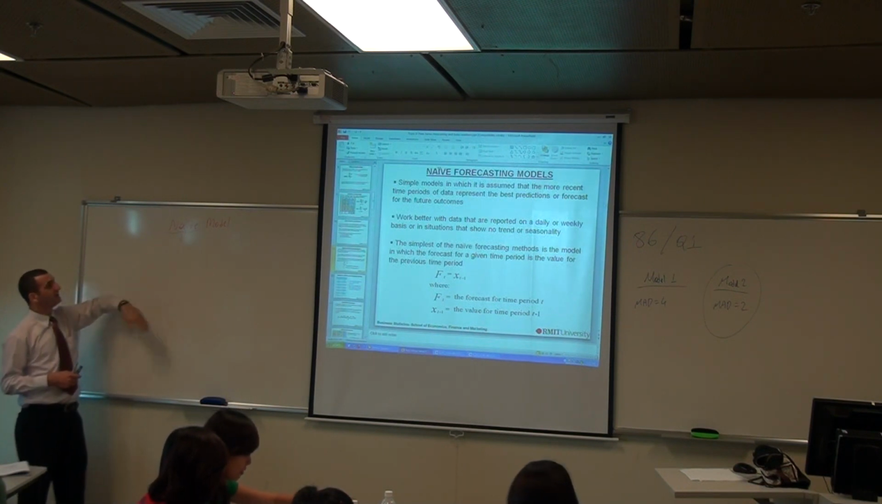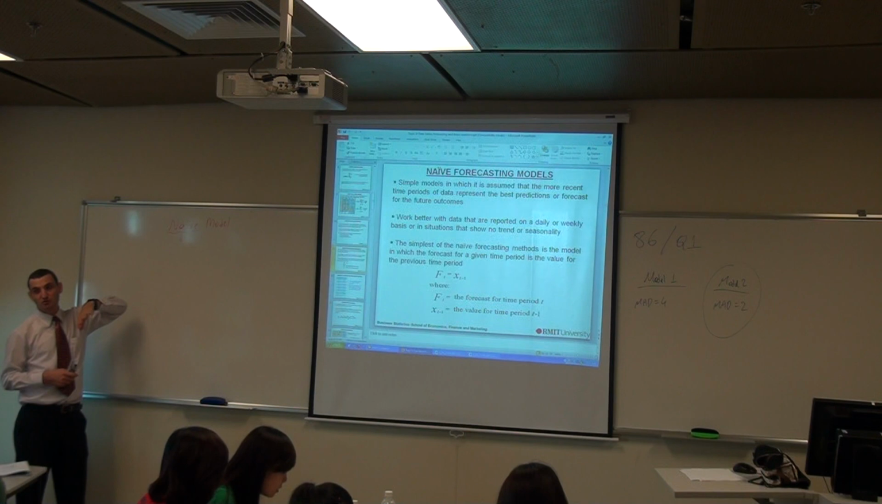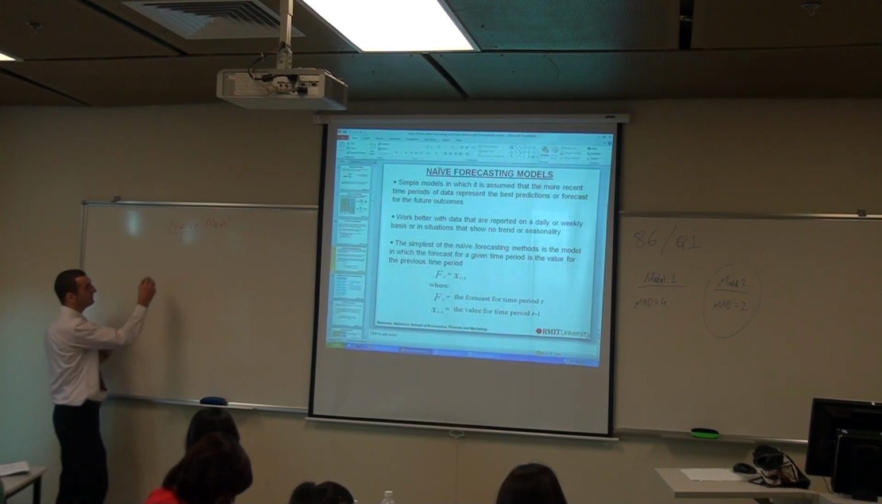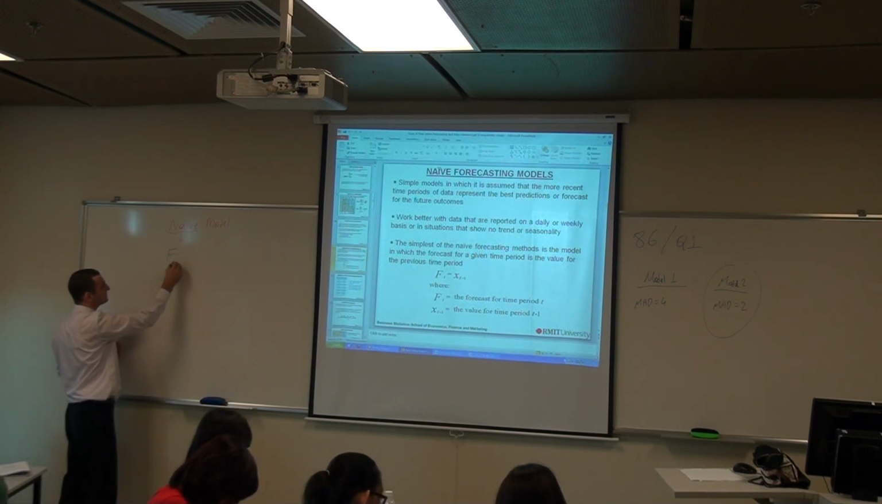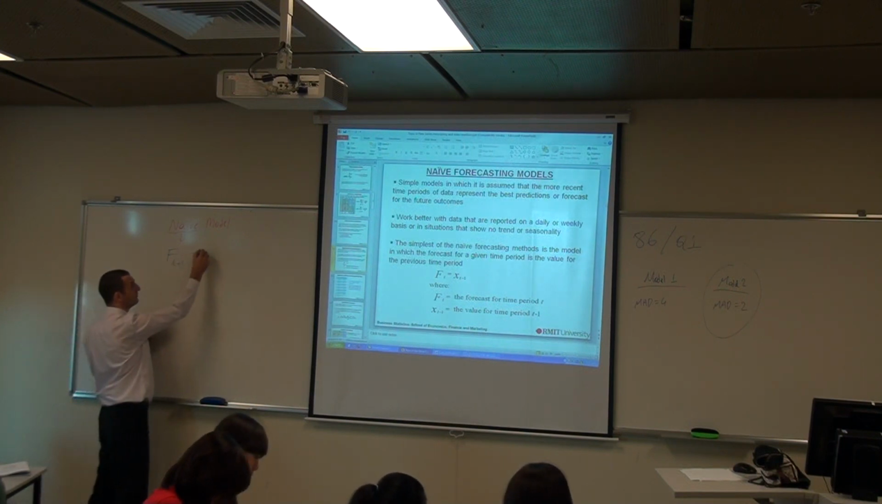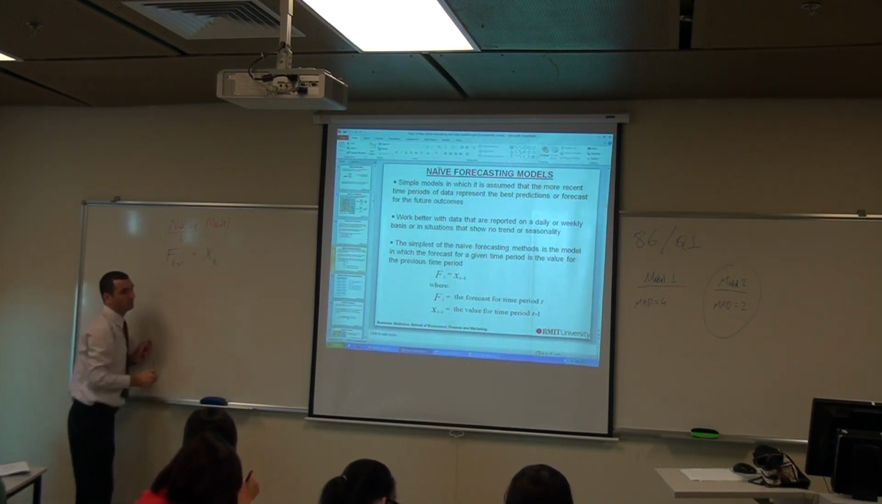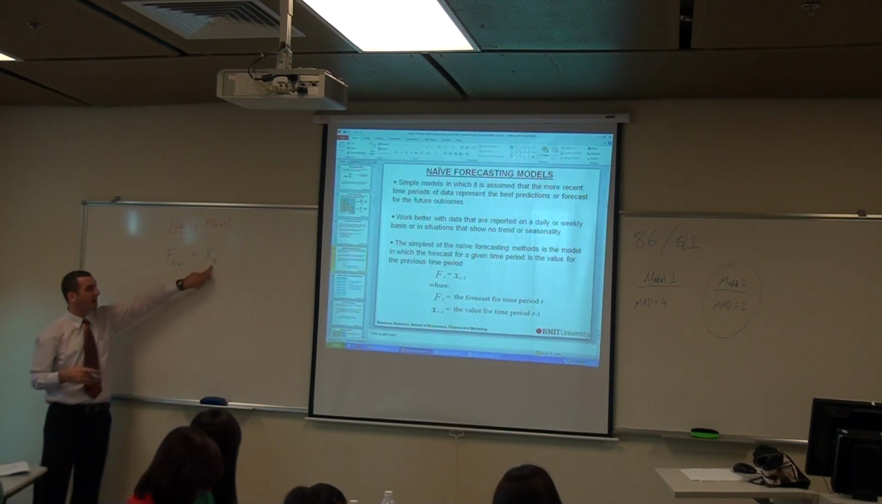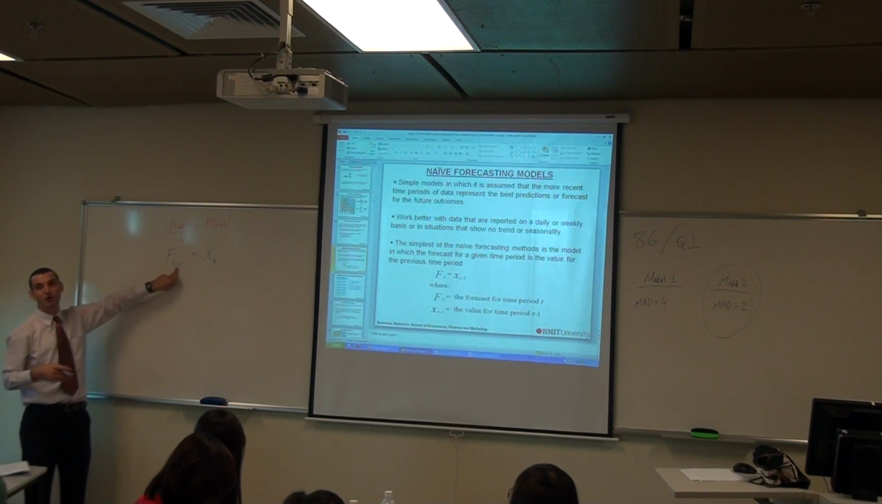It basically relies on a very simple concept. It says that the forecast of the next term, t plus 1, is equal to the observed value of this term. That's it. So what happened now will happen tomorrow.